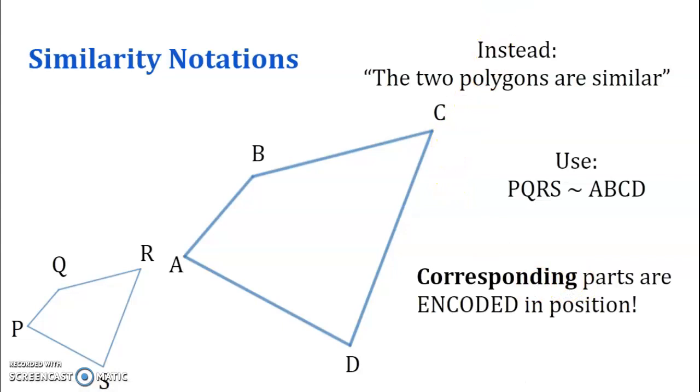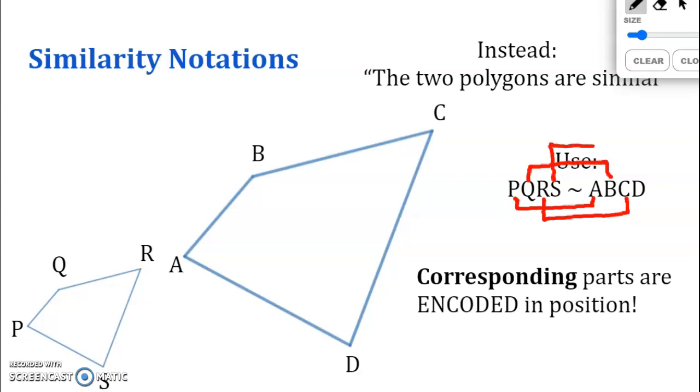That means that P corresponds to A, Q corresponds to B, R corresponds to C, and S corresponds to D. Just like P here corresponds to A, that means we can say that these two vertices are congruent, or the angles are congruent, and Q corresponds to B here, and R corresponds to C here, and S corresponds to D here.